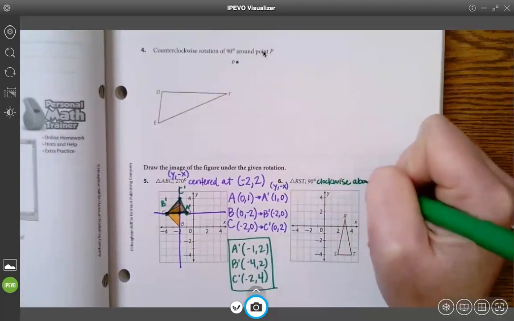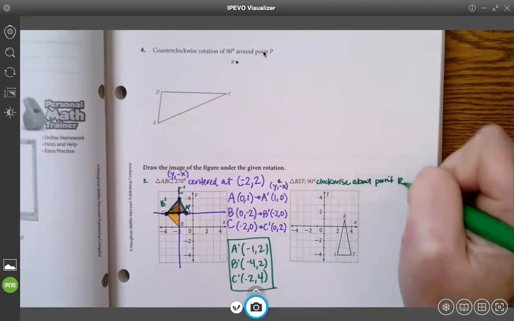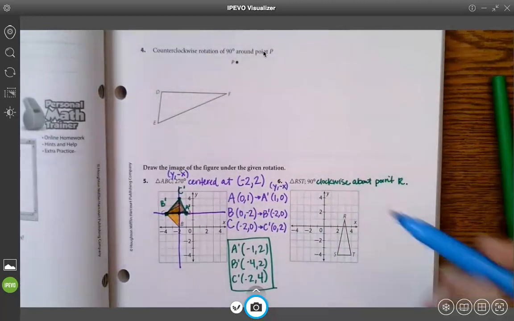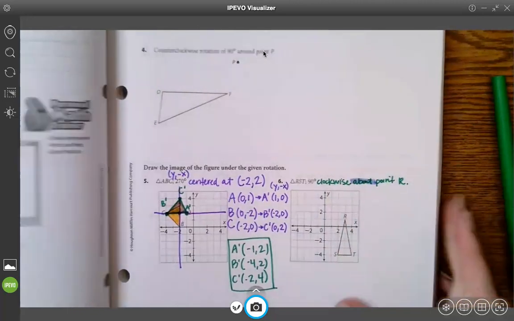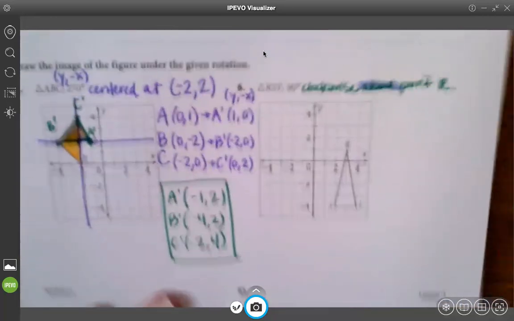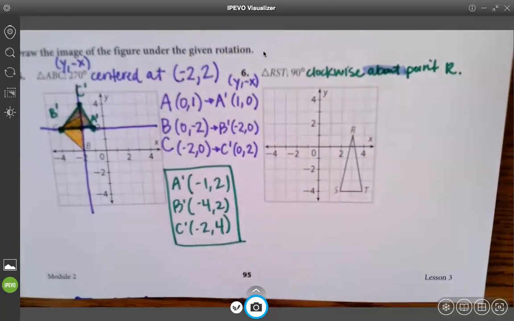about point R. Now, the reason I wanted to use this example is because of this word about. About just means around. We're going to rotate around point R. But I wanted you to have seen this wording in case it comes up later on. So about just means that's where you're spinning it.